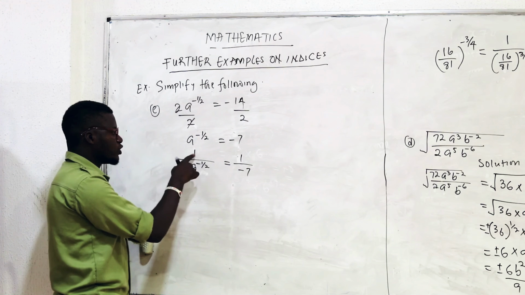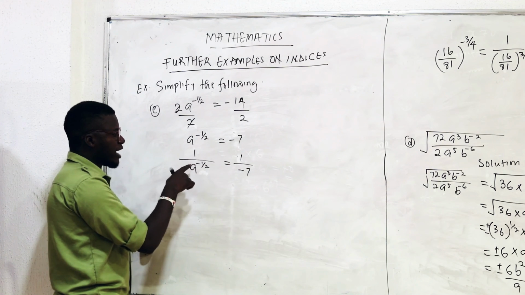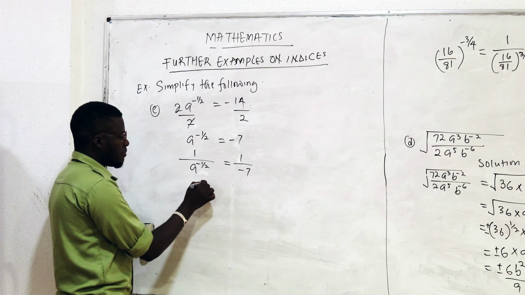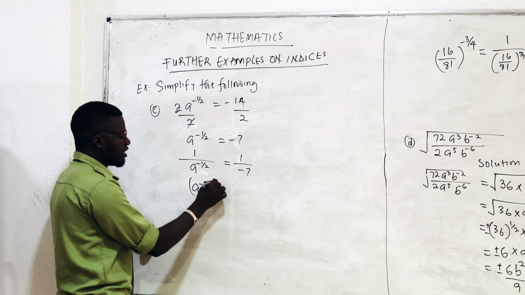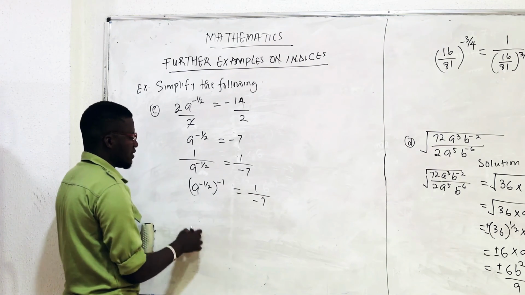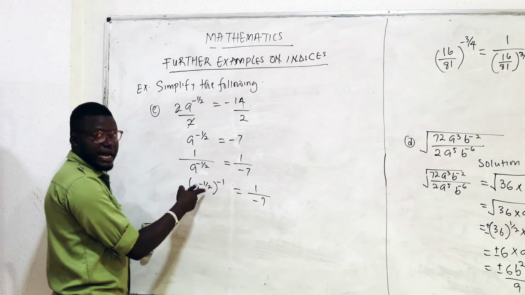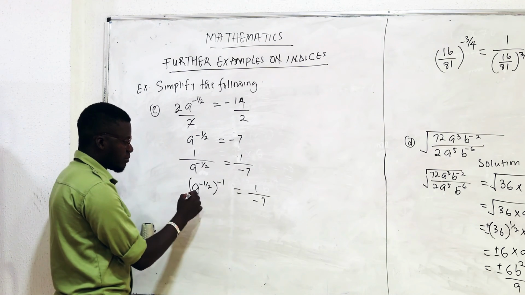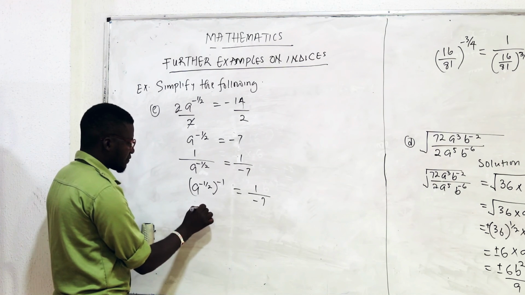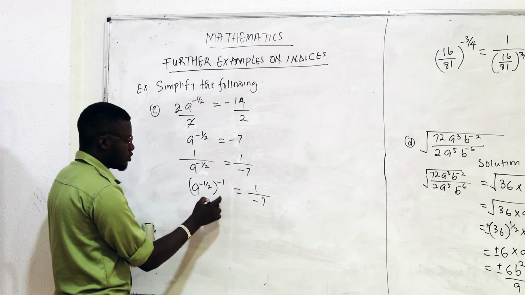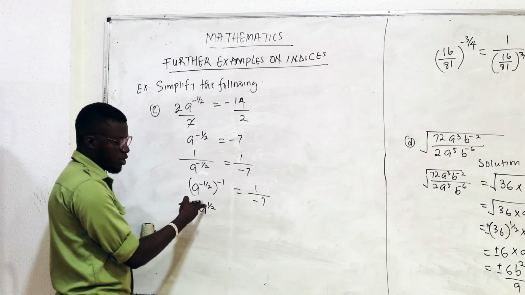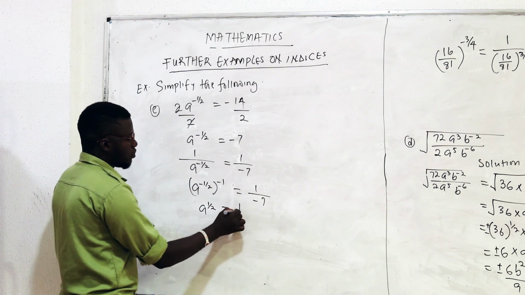So that is 1 divided by a raised to the power of minus 1 over 2, which is the same thing as me having a raised to the power of minus 1 over 2, all raised to the power of minus 1. I have it to be equal to 1 over minus 7. So me having this minus 1 times minus 1 over 2, I'm going to have a raised to the power of 1 over 2, because minus 1 times minus 1 over 2 is the same thing as plus 1 over 2.